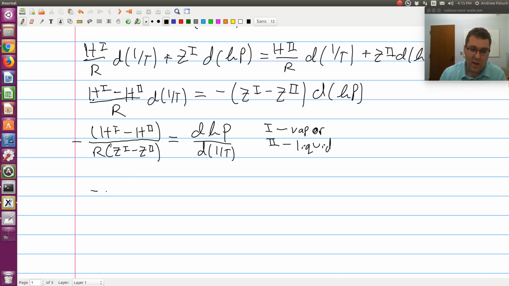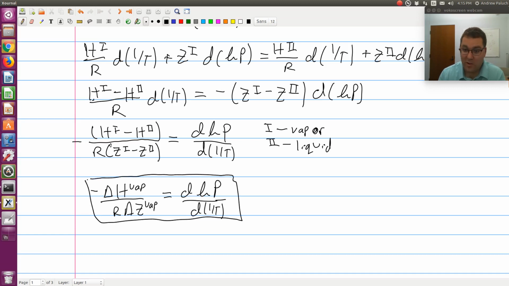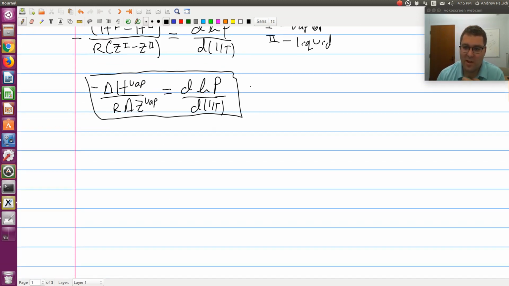So I get that negative delta H of vaporization over R delta Z of vaporization is equal to the differential of log P with respect to inverse T. And with that, you just derived the rigorous Clapeyron equation. So this equation is rigorously correct, no assumptions necessary. All right, cool. So this gets the name of the Clapeyron equation.